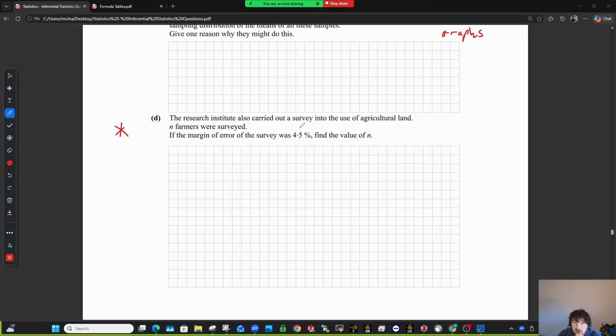So a research institute also carried out a survey on how the agricultural land was used, and farmers were surveyed, and it said this was the margin of error. Now we're not told anything about a p-hat here, so we must be talking about the simple margin of error formula, which is 1 over the root n, which we don't use all that much. So basically they're looking for n here, and they've given us the margin of error. So you just write it in decimal format: 0.45 equals 1 over root n.